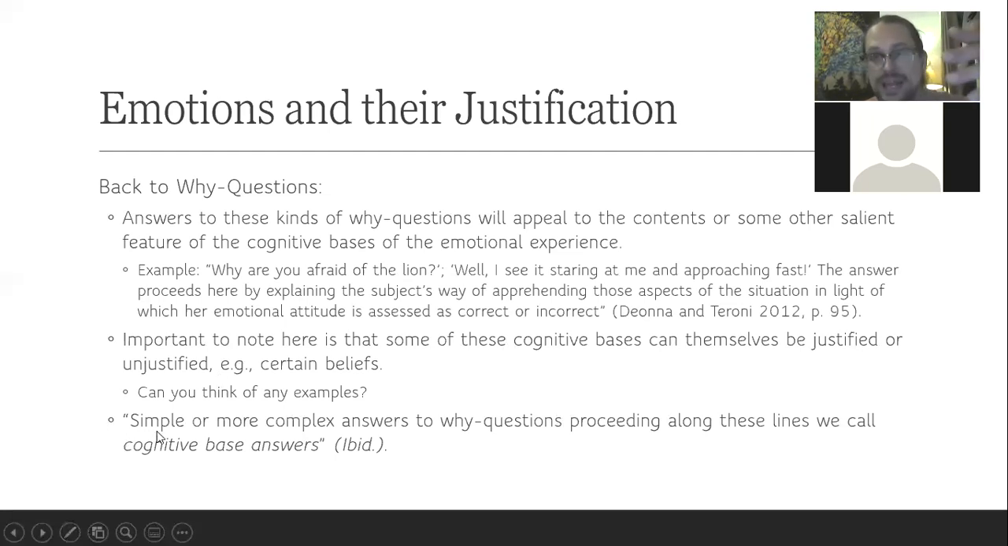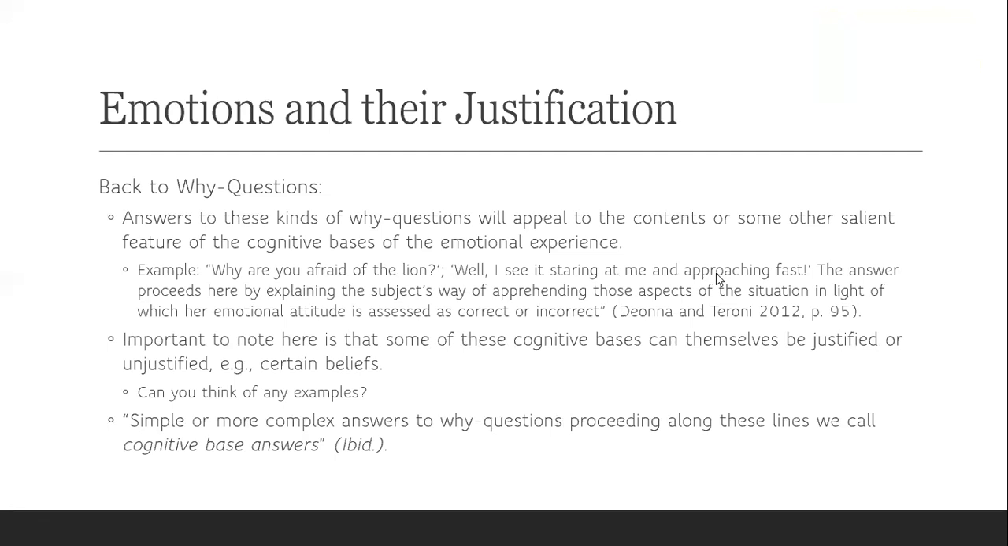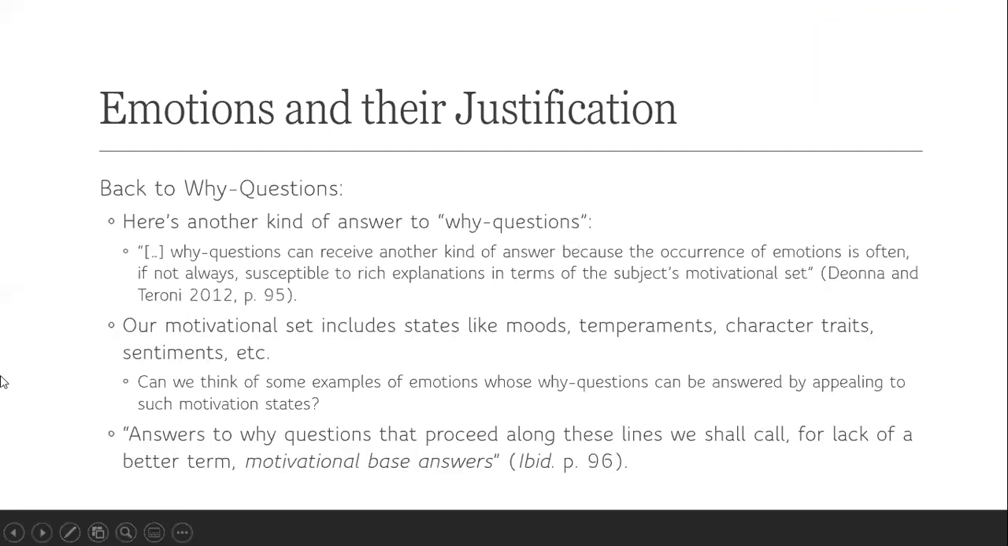So the simple answers, or the more complex answers to why questions that proceed along the lines that these do, the authors call cognitive base answers. So answers to why questions that appeal to the cognitive bases are cognitive base answers. That's simple. But there's another kind of answer to why questions. On 95, again, the authors write, why questions can receive another kind of answer because the occurrence of emotions is often, if not always, susceptible to rich explanations in terms of the subject's motivational set, right?